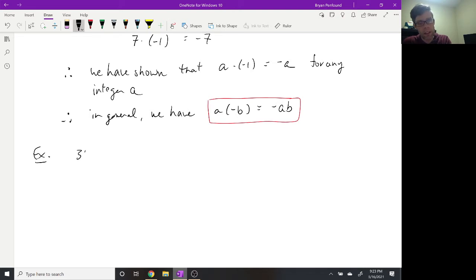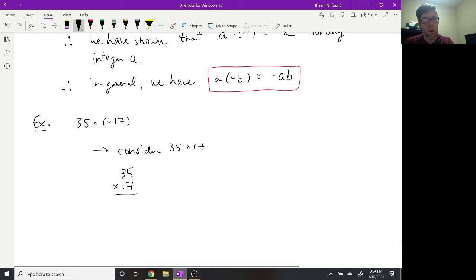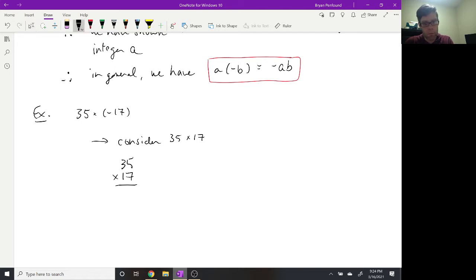So let's say we have something like 35 times negative 17. Now I'm curious about how I might do this by hand without using a calculator. Well, typically what I might do is just consider the multiplication of the two positive numbers, 35 times 17, and we know how to multiply positive integers. We've learned that in, let's say, grade 3 or grade 4. So let's go ahead and multiply this out.